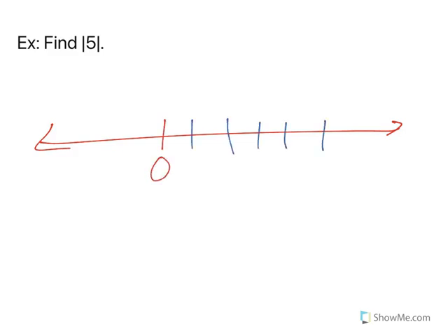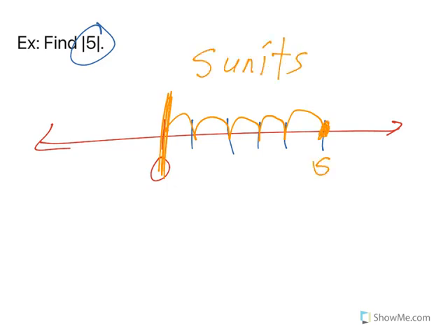Find the absolute value of 5. Okay, so we have our number line. It's +5, so we're going to move to the right. So starting at 0, 1, 2, 3, 4, 5. So this is where 5 is. I went 5 units to get there. So the absolute value of 5 is 5. It's always positive because you're covering distance. That's important.